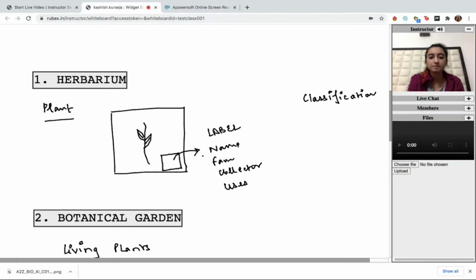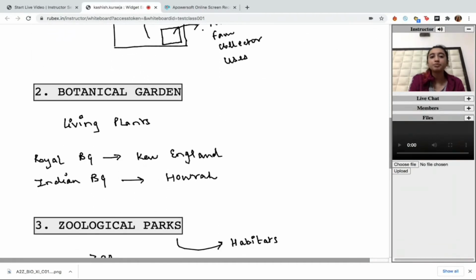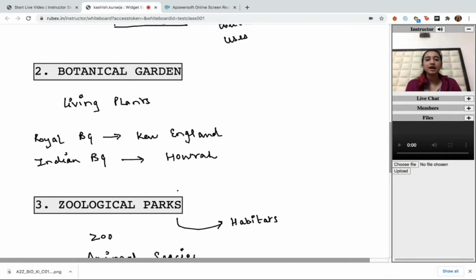Moving forward, next one that we have is botanical gardens. Botanical gardens are houses of living plants. So this is kind of like a zoo but for plants. Living plants are preserved here. We visit botanical gardens for the purpose of recreation. We can visit them for the purpose of understanding about plants, knowing about plants, studying about different groups of plants. So they're helpful like that.